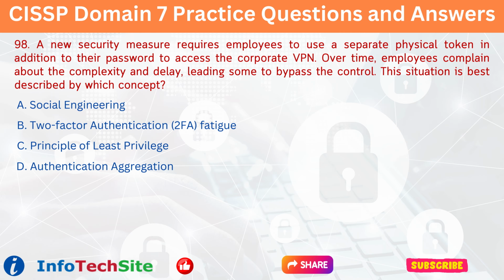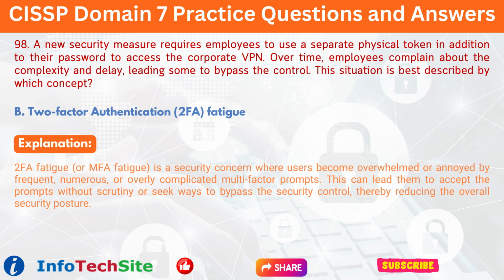98. A new security measure requires employees to use a separate physical token in addition to their password to access the corporate VPN. Over time, employees complain about the complexity and delay, leading some to bypass the control. This situation is best described by which concept? A. Social engineering. B. Two-factor authentication, 2FA, fatigue. C. Principle of least privilege. D. Authentication aggregation. The correct answer is B.